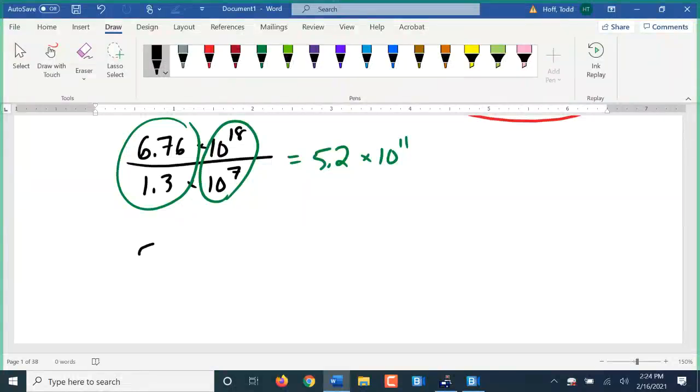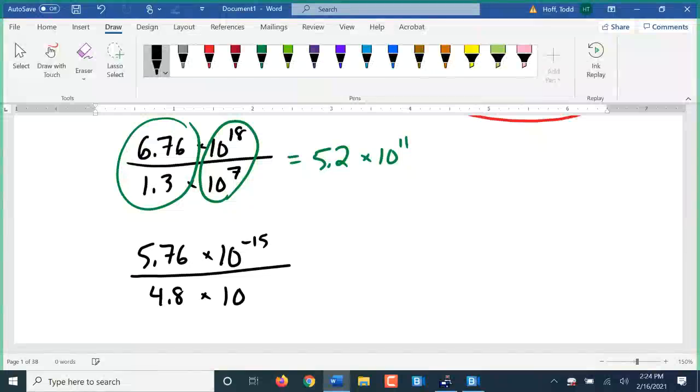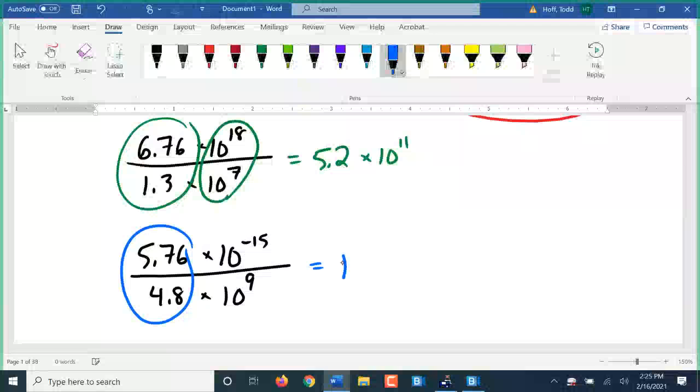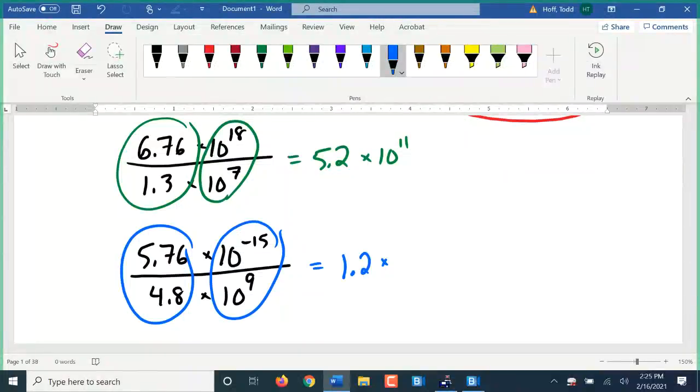We might have 5.76 times 10 to the negative 15th divided by 4.8 times 10 to the 9th. Well, again, we combine the counts. 5.76 divided by 4.8 is 1.2. Then we also combine the names. 10 to the negative 15th divided by 10 to the 9th. We subtract powers. Negative 15 minus 9 is a negative 24. This is times 10 to the negative 24th.